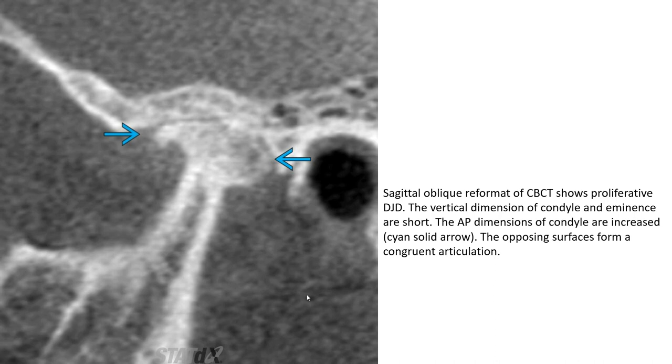Sagittal oblique reformation of cone beam CT shows reparative degenerative joint disease, the vertical dimension of the condyle and eminence are shown. The AP dimension of the condyle is increased, cyan solid arrow indicates the opposing surface from the concurrent articulation.